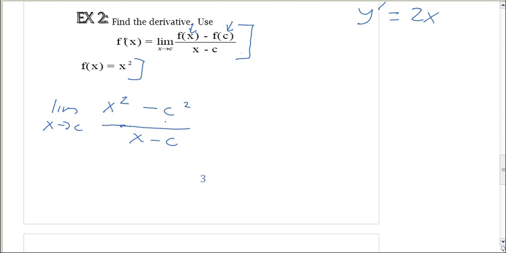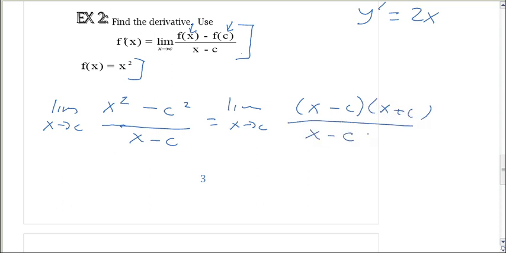If I put in a c right now, I'll get 0 over 0. So I want to do some factoring. So limit as x approaches c. We're going to factor the top. It's a difference of squares all over x minus c. And then remember, what we do is we simplify or factor the top so we can cancel out the denominator, which those are gone. And so I simply have now limit as x approaches c of x plus c.